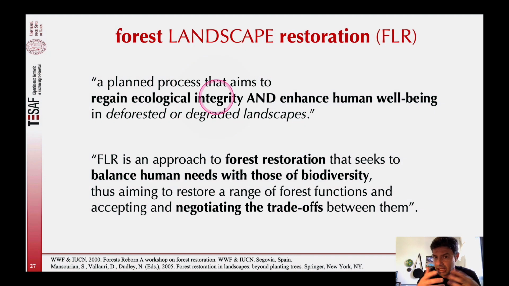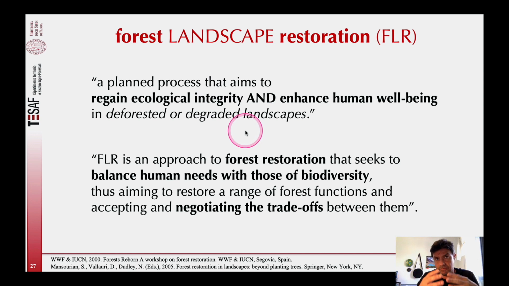You can work on and restore an area to regain some functionalities, like for carbon storage, to make an ecological corridor or to work as a green infrastructure, but regain integrity is much beyond. So I will substitute it to regain ecological functionality is one.